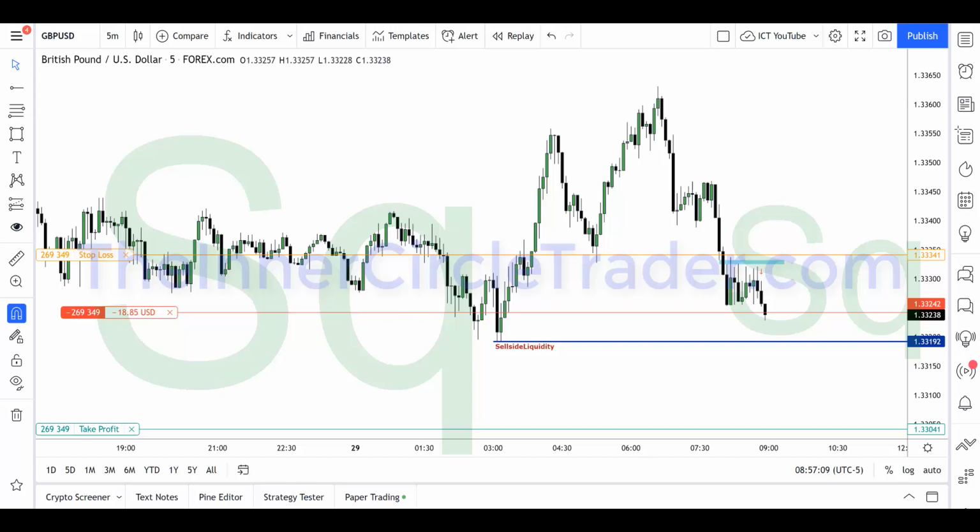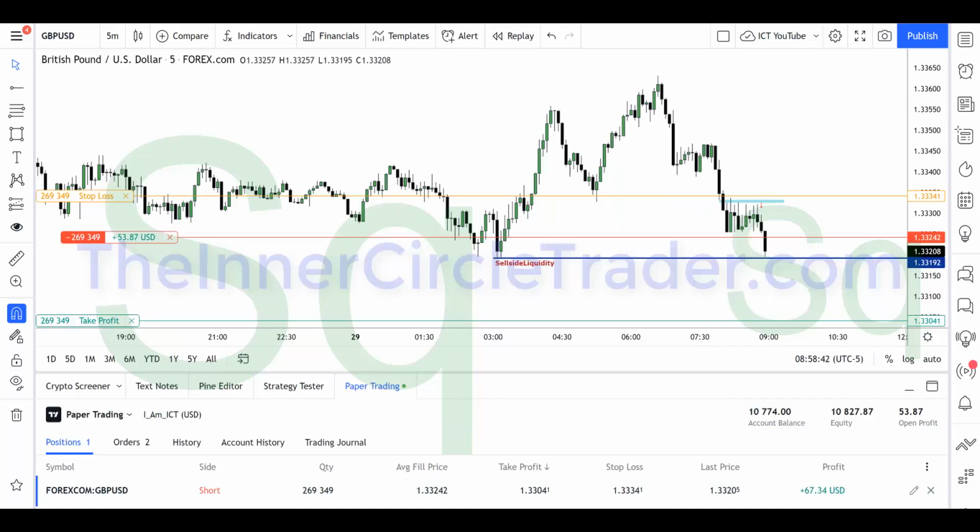Okay, and we're reaching down into that sell side liquidity pool. I'll show you the running numbers here on the open trade. I'll show you where that $774 came from. All right, small little retracement in here. It should not have any heat on my position.